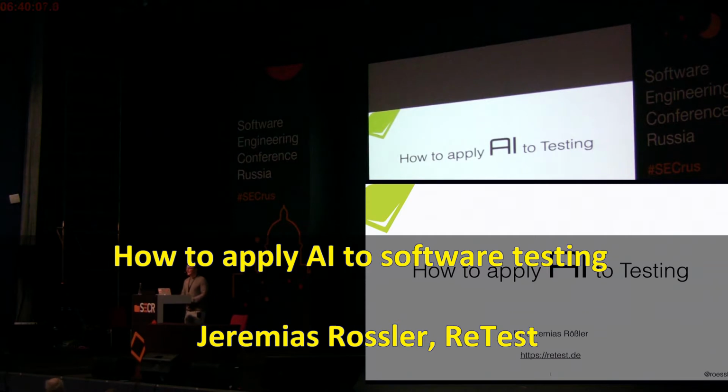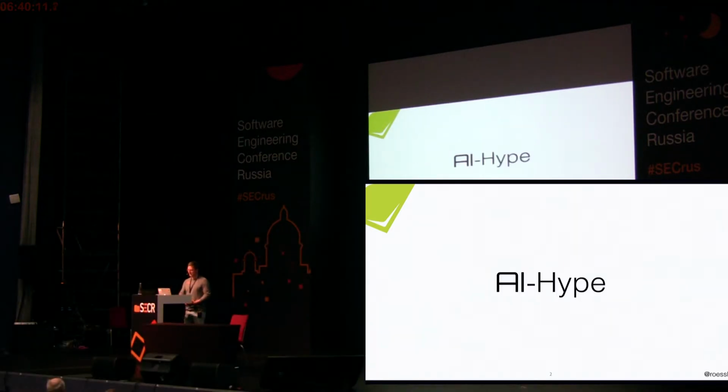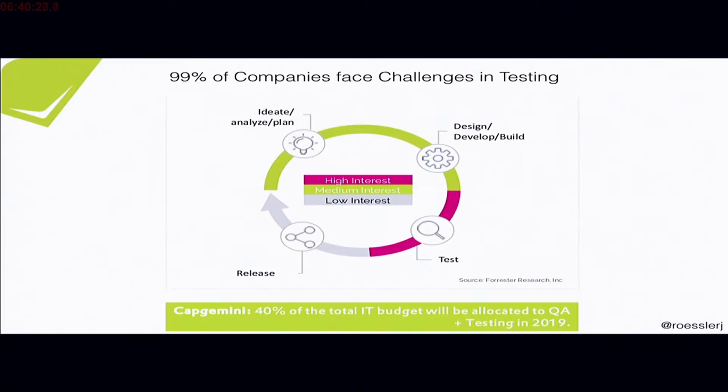And this is a talk about how to apply AI to software testing. I don't know if you recognized, right now there's a bit of an AI hype. So everybody's talking about AI. Everybody thinks that AI is a new shiny thing that can be applied to everything and should be applied to everything, and that solves all our problems.